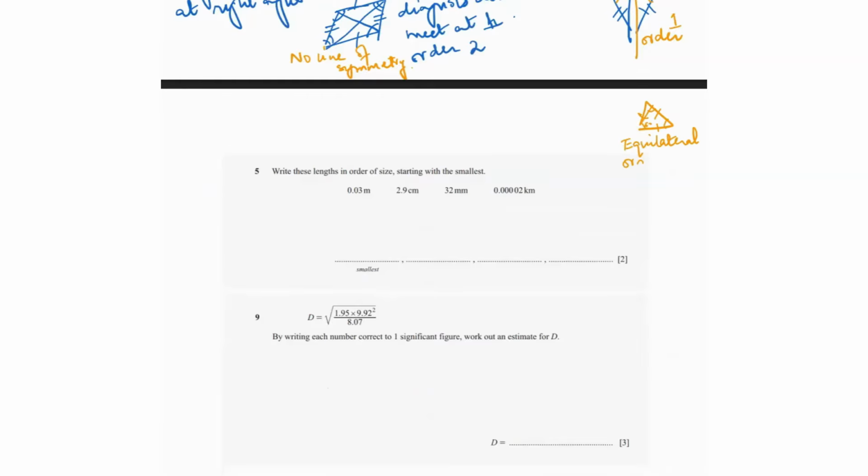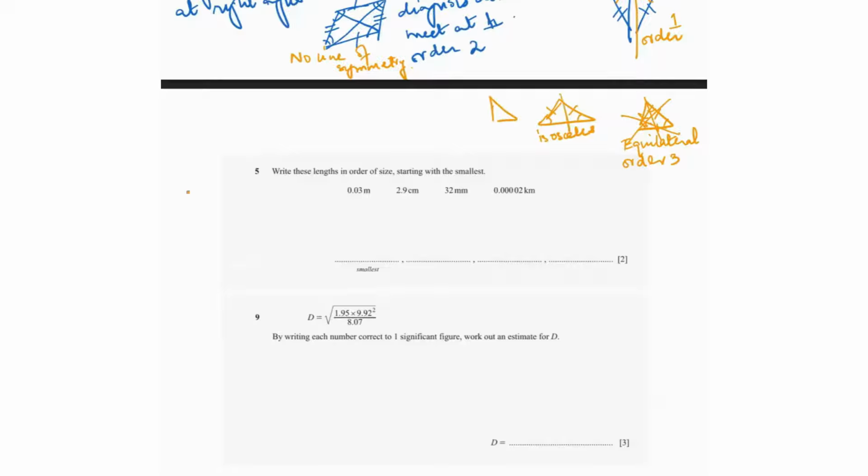For an equilateral, we have rotational symmetry of order 3 and we have 3 lines of symmetry. Then you have your isosceles triangle where two lengths are equal and two opposite angles are also equal. For an isosceles, you have one line of symmetry.